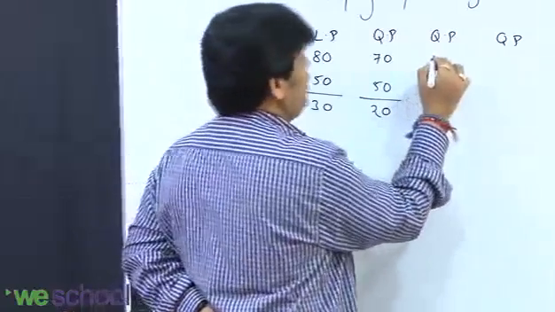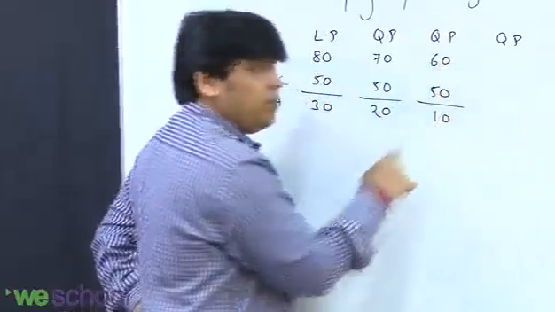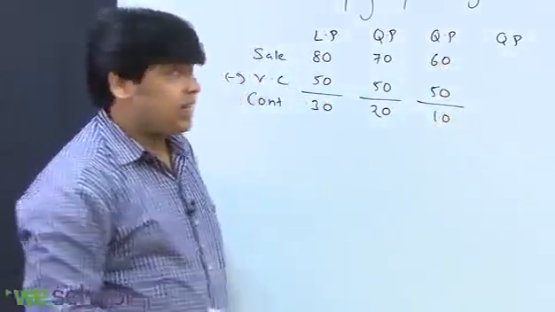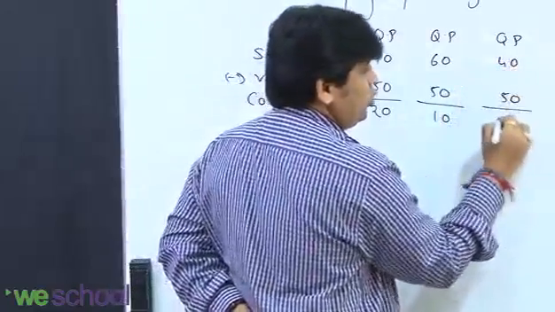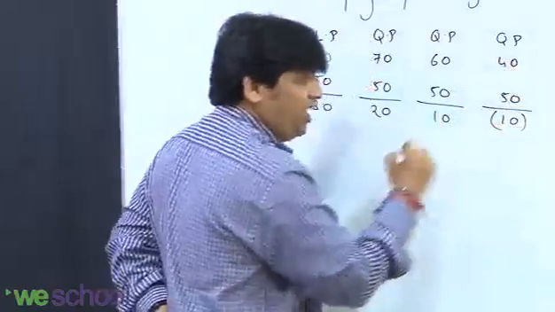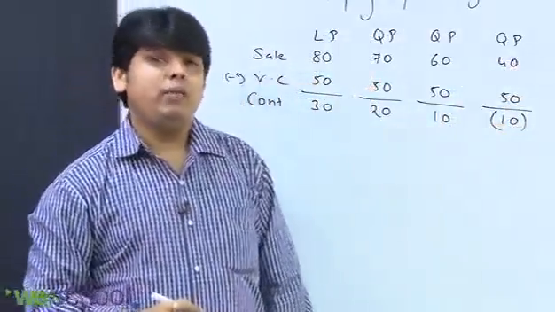Very good. My quotation price is 60. What do you think? You will accept? Yes, sir. My contribution is 10. The quotation price is 40. No, sir. I will not accept this quotation price because it is going below my production cost.